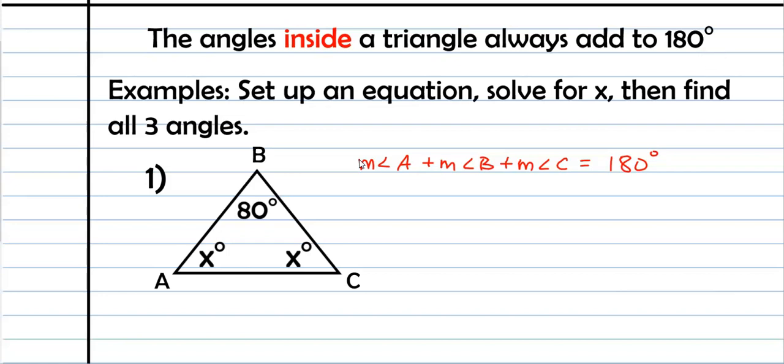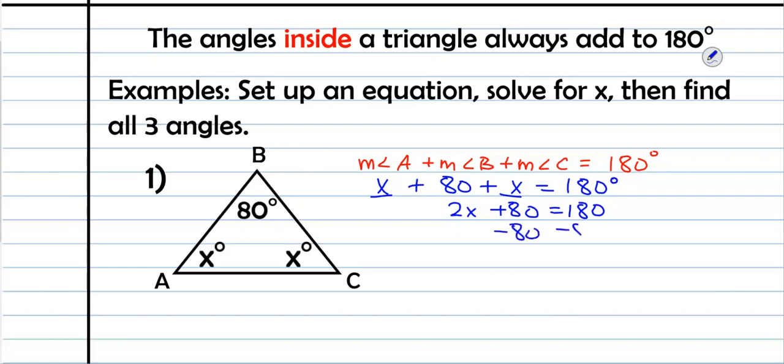Okay, then we're just going to go through and fill in what is angle A. Well, angle A is x, and angle B is 80, and angle C is another x, and altogether that's equal to 180. From there we just have to solve the equation. So 1x plus 1x is 2x. We still have a plus 80 is equal to 180. Subtract 80 from both sides. 2x equals 100. Divide by 2, and x equals 50.